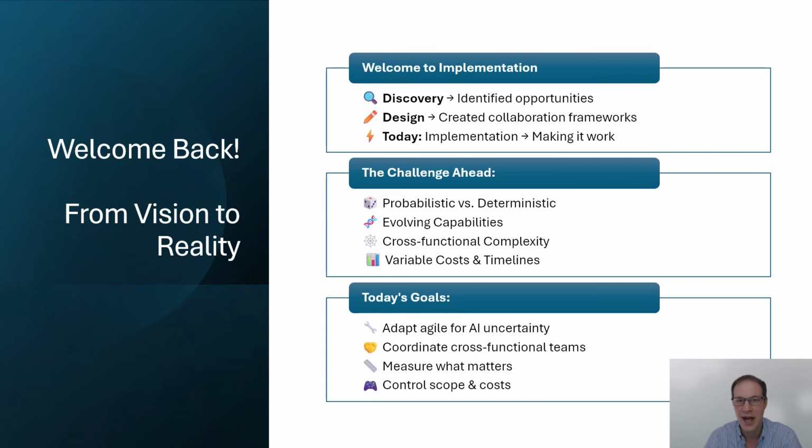Today, we tackle reality, where brilliant designs meet the unpredictability of AI, where traditional project management collides with non-deterministic systems, and where teams have to navigate entirely new types of complexity. Here's the problem. The transition from design to implementation is where most AI projects fail. Traditional software projects have clear requirements and linear progress. When you're building AI agents, they're probabilistic, non-deterministic. They evolve and costs can spiral unexpectedly. Today, we'll learn how to adapt methodologies, practical frameworks and battle-tested strategies for managing AI agent development from kickoff to integration.